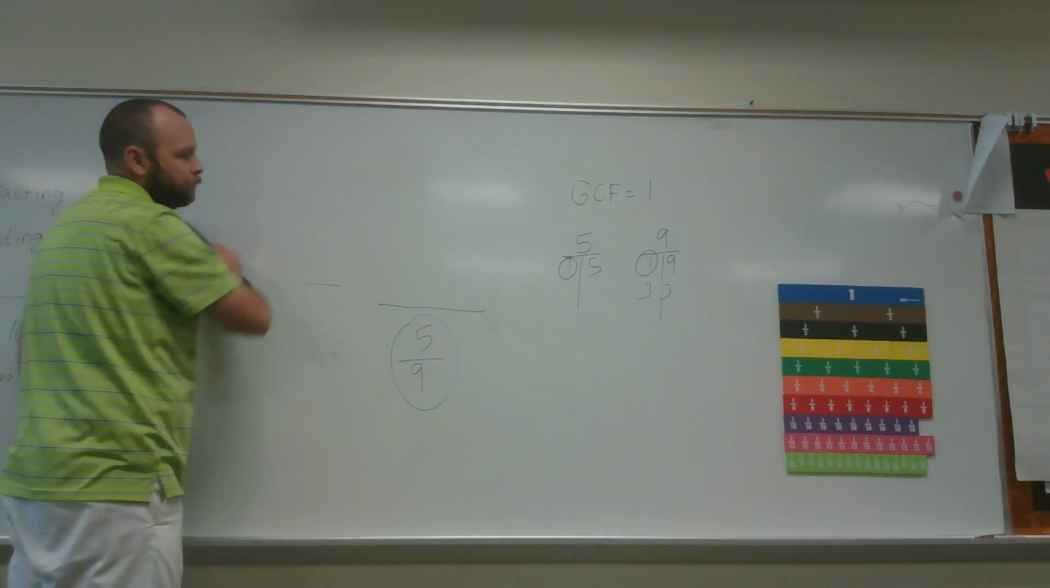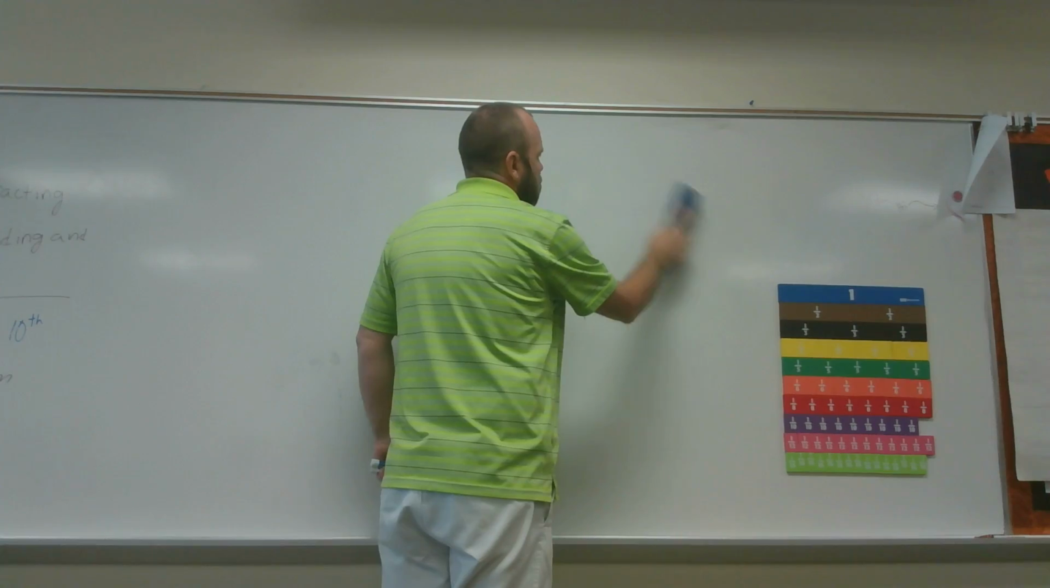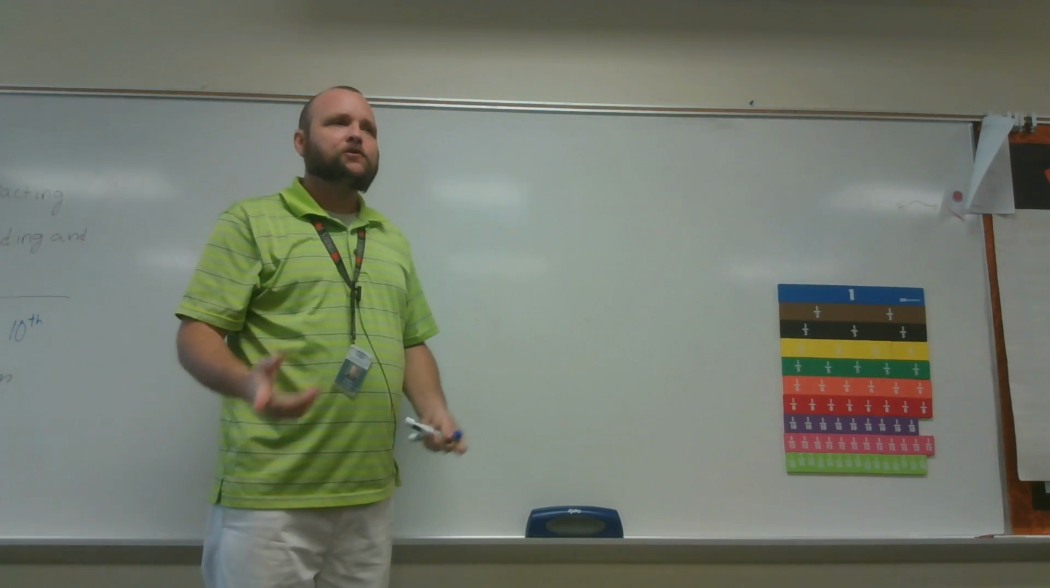How is the least common multiple greater? The least common multiple was 9. The greatest common factor was 1. Yeah, but then the least common... Because they're two different things.